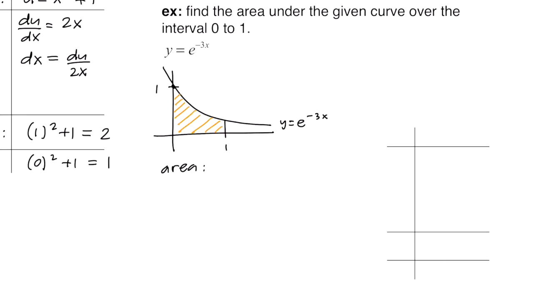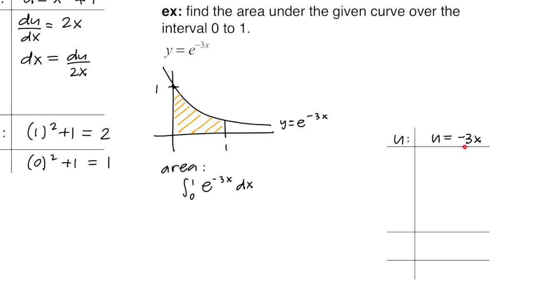So to set this up, we're going to go integral from 0 to 1 of e to the negative 3x dx. Again, this definite integral represents the area under this curve from 0 to 1. To evaluate this integral, because we have a composition of functions, this is the inside function, the outside function is e to the x, we're going to use u substitution.